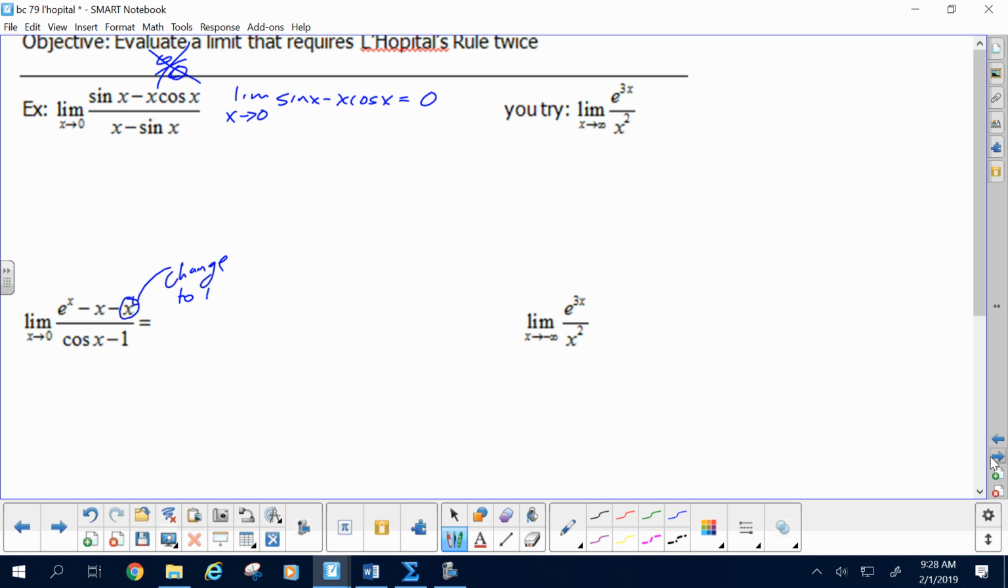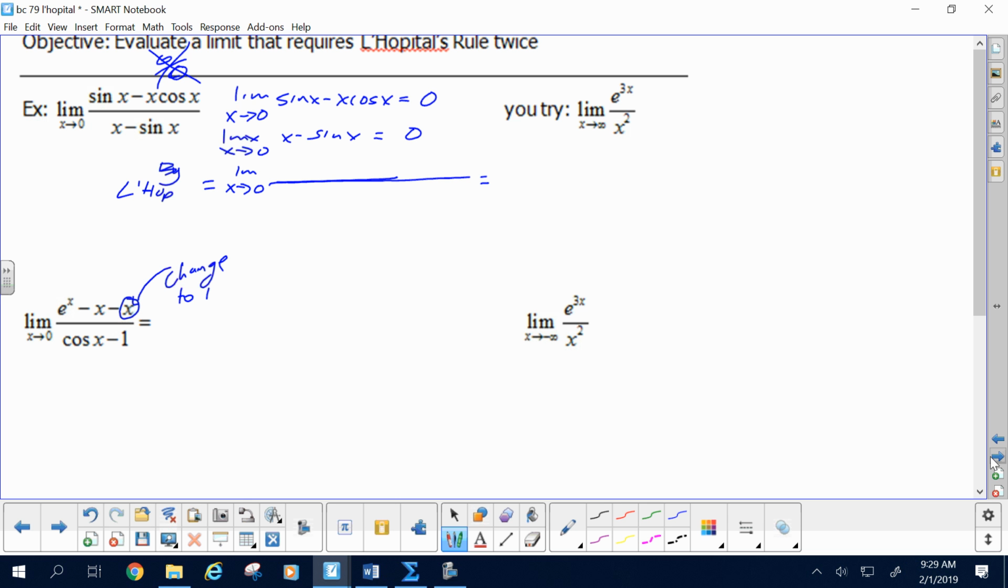The top does go to 0. Do you agree? The bottom goes to 0. Do you agree? So by L'Hopital, I can instead do the limit of the derivative. Now, I don't use the quotient rule. We talked about that yesterday. Instead, we just take each derivative because we want to compare the rates of change, not find the overall rate of change of the whole thing.